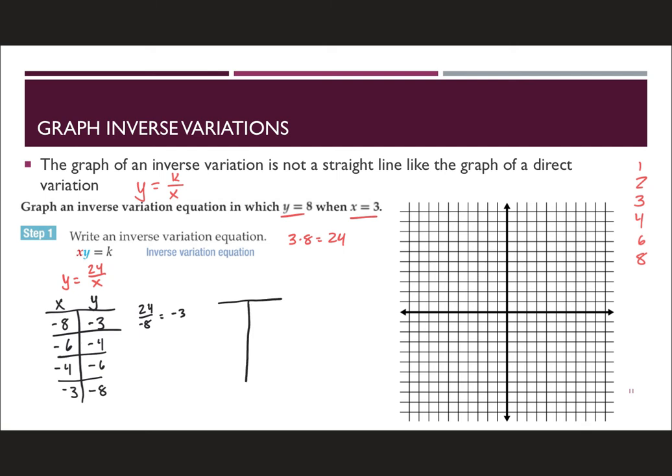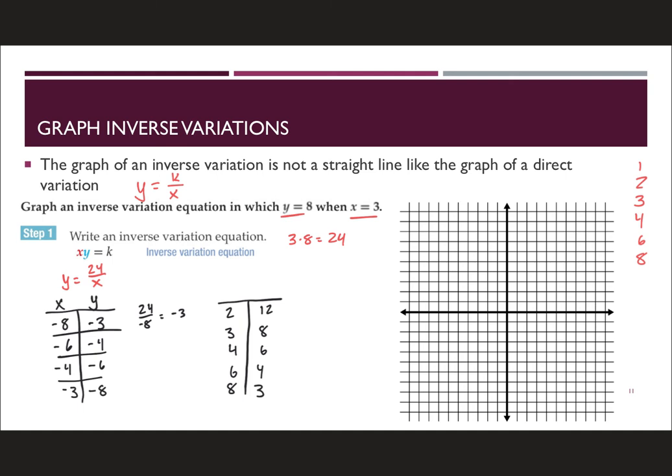Now let's do the positive side of these y values. Let's start off with 1. Actually, no, let's go with 2. If I were to plug 2 in, that would give me a positive 12. 3 would give me a positive 8. 4 to 6. 6 to 4. 8 to 3. And that should do it for right now.